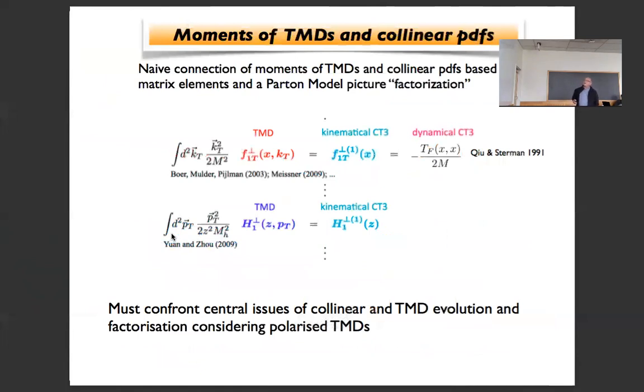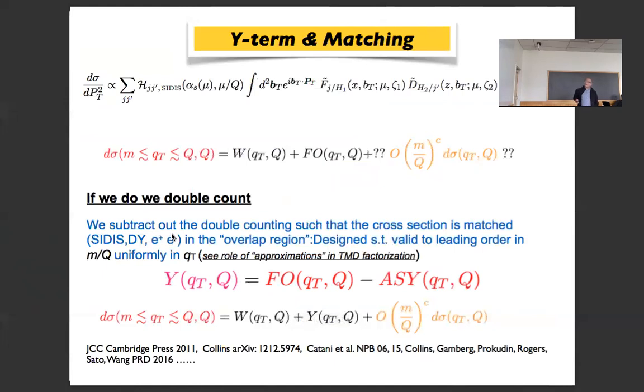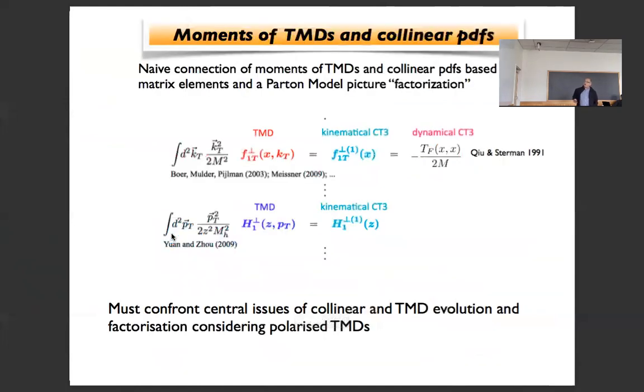This naive connection between the TMDs that are sitting in this formula, via Fourier transforms, is extremely important in our field because everybody's using it. So we need to clarify it better if we can. Elke had these two equations in her slide, and other people have mentioned it. So we really must confront these central issues of whether there is really a relationship between these collinear objects and TMD evolution and factorization, and in particular for polarized phenomena.